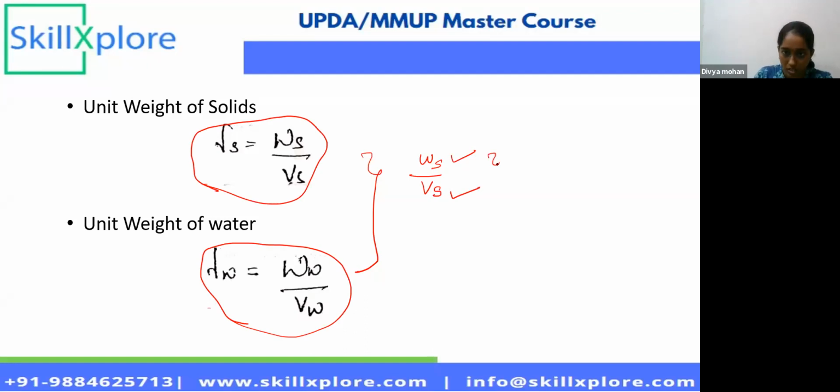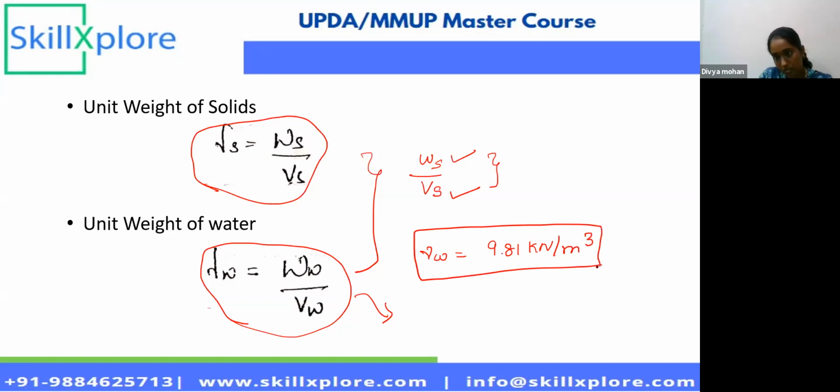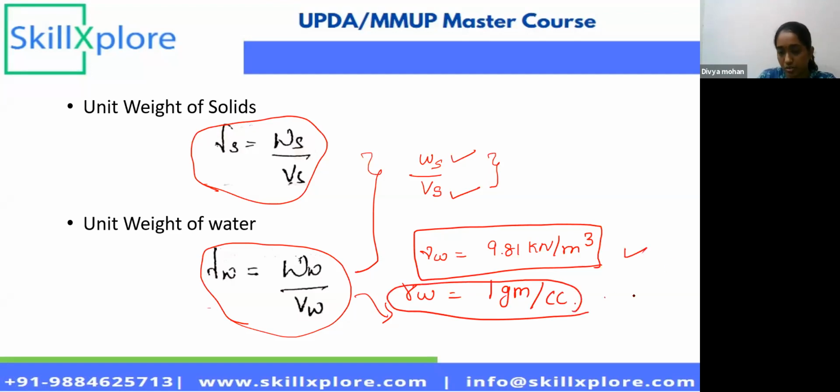These are the universal constants for a particular type of soil. And we know gamma W value is 9.81 kilonewton per meter cube. For my convenience, I'm using this parameter, and this is the value I'm going to use. And gamma W may also take the value of 1 gram per cc. These are the two values in two different unit systems.